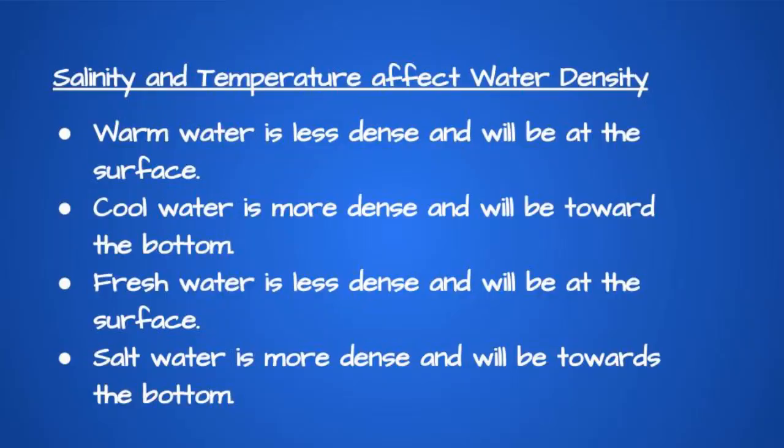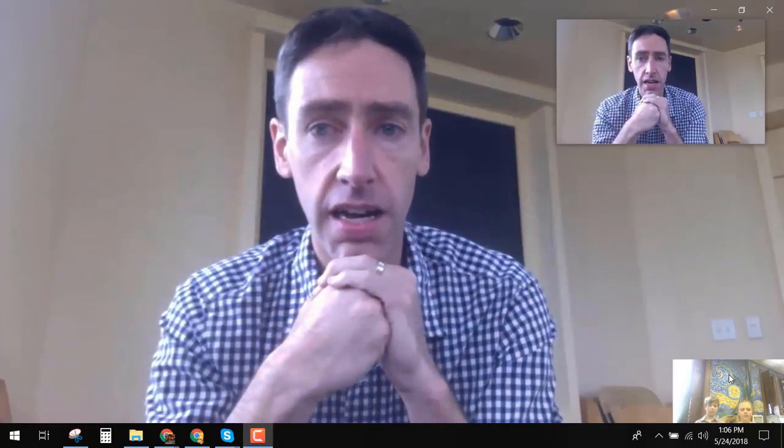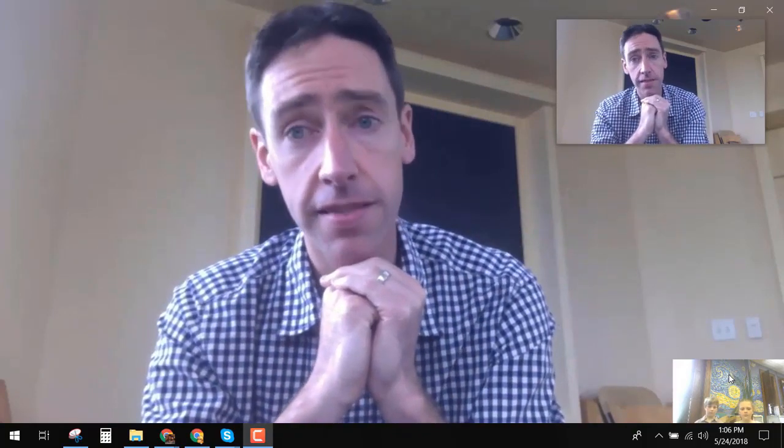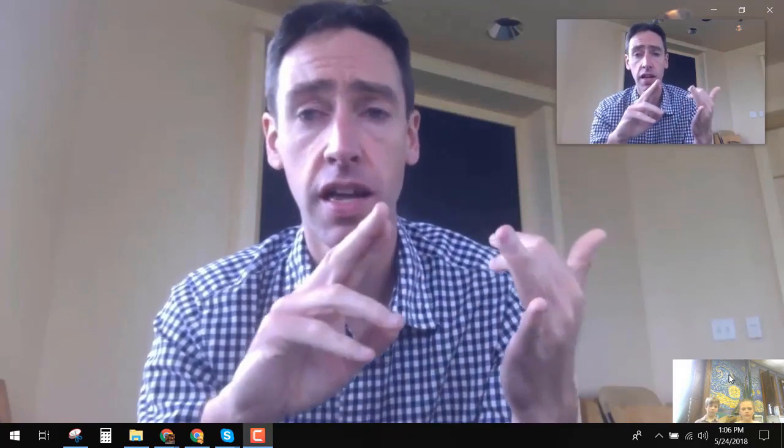So if water is warm, it tends to be at the surface, it's lighter, and if it's cold, it's at the bottom. And if it's fresh, it's light, it's at the surface, and if it's salty, it sinks. And so when we look at how temperature and salinity are distributed throughout the ocean, it tells us somewhat about how the ocean is both moving, and more importantly, how it's moving things in the ocean, like the heat in the ocean, maybe how it's moving chemicals around, and how it's moving food for small animals.